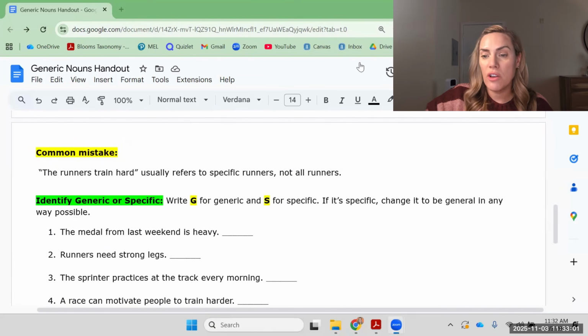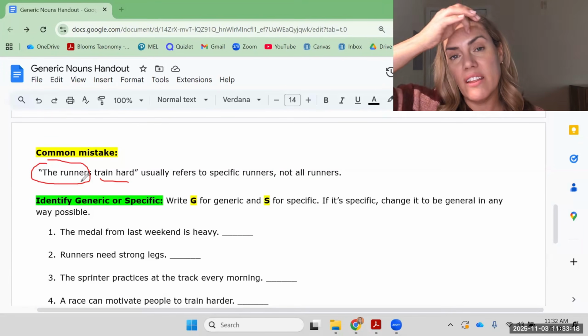Okay, now I'm going to show you a common mistake, which is here. Look, it says the runners train hard. The problem with this is that we're saying runners. So it's plural. It's not singular. It has to be a singular count noun. This is a plural count noun. And it doesn't work.